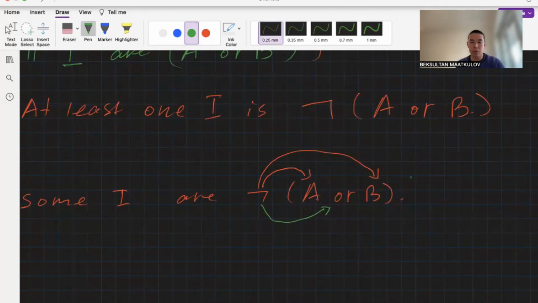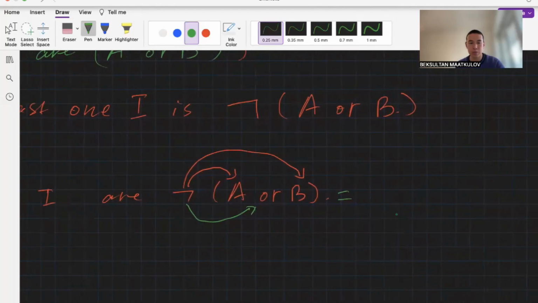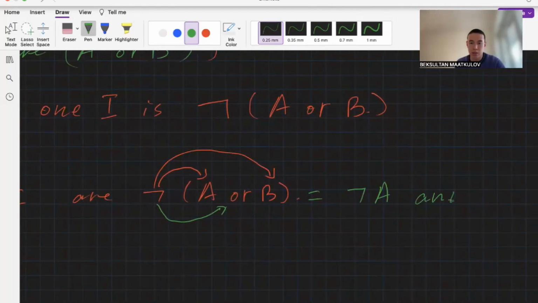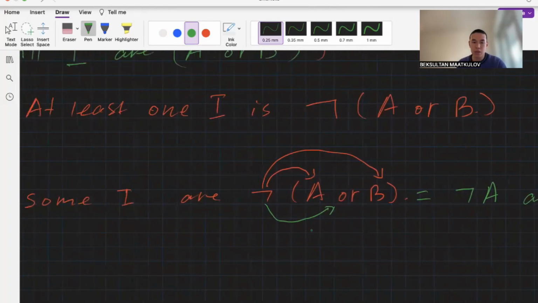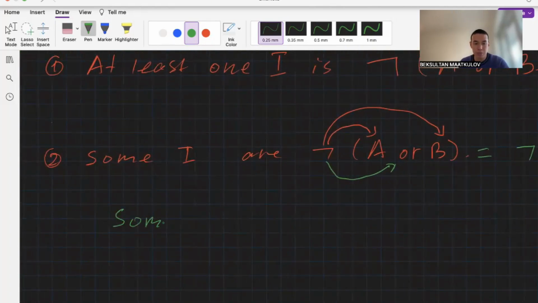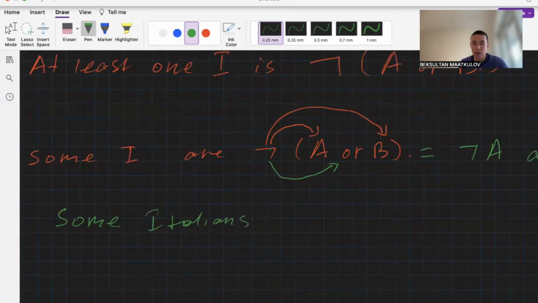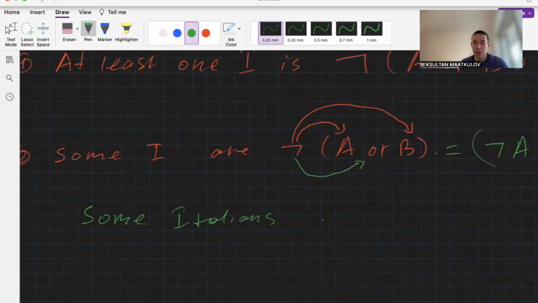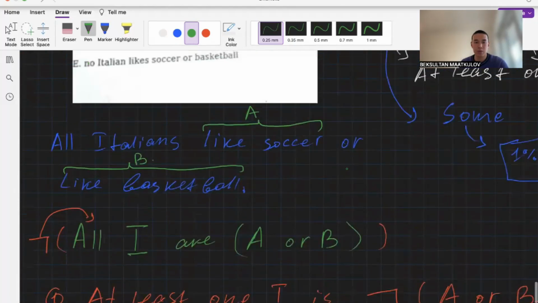Okay, guys, tell me, what will this statement be equal to? What is this side equal to? Not A or B? Not A and not B. That's correct. And your final statement will be some Italians. Here you have not A or B, we replace it with not A and not B. But A was like soccer.